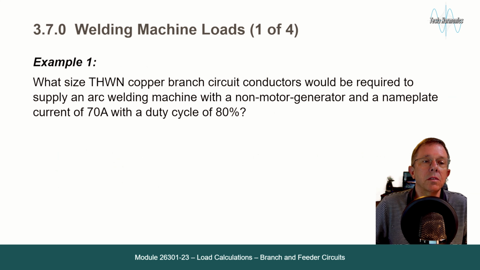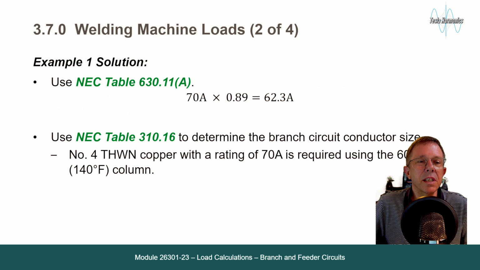Welding machine loads. What size THWN copper branch circuit conductors would be required to supply an arc welding machine with a non-motor generator and a nameplate current of 70 amps with a duty cycle of 80%? We use NEC Table 630.11(A). 70 amps times 0.89 equals 62.3 amps. Use NEC Table 310.16 to determine the branch circuit conductor size. Number 4 THWN with a rating of 70 amps is required using the 60 degree C or 140 degree F column.